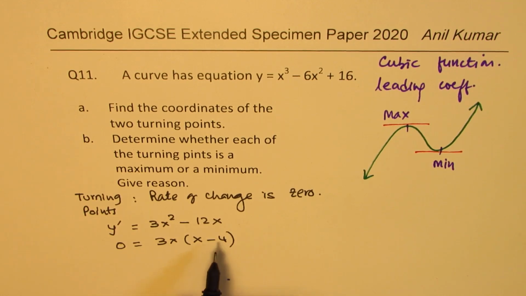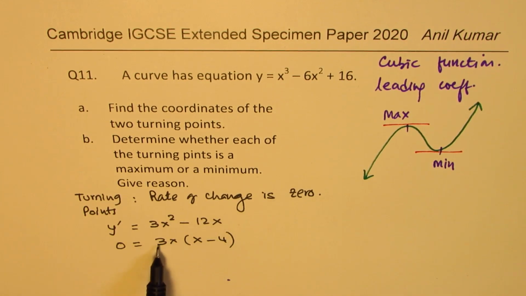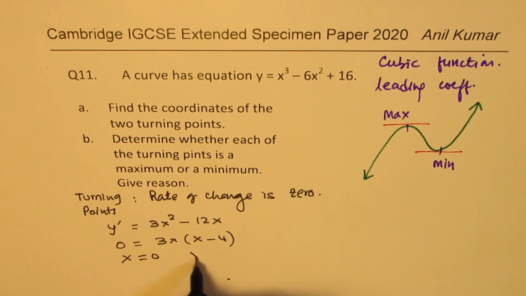So the 2 points at which it is 0 will be what? One, x could be equal to 0. The other one, x could be equal to 4, right? So these are the 2 points where we could have a 0, right?